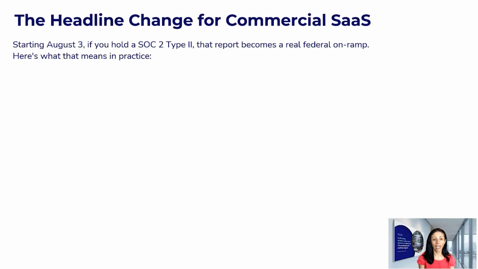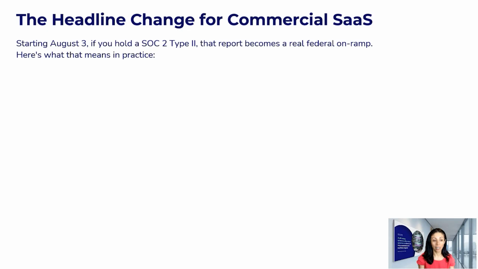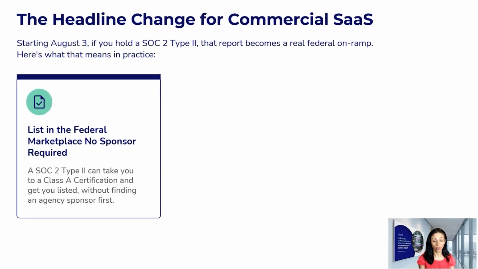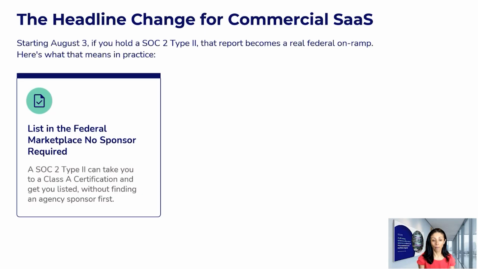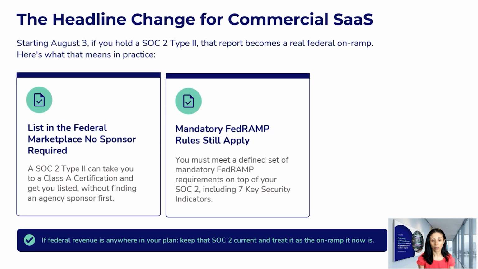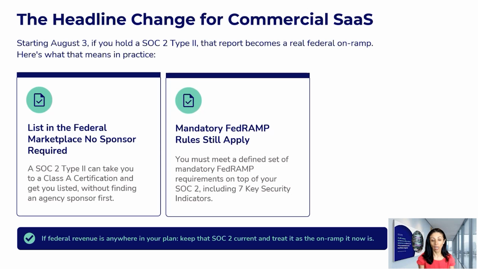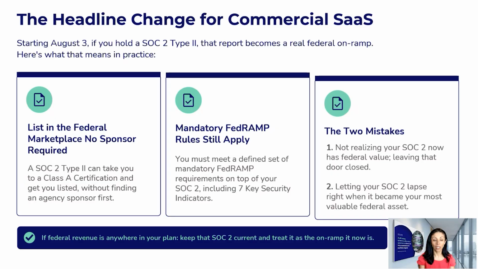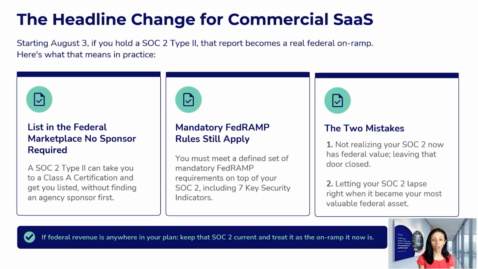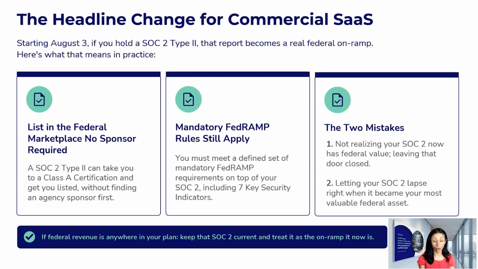So now the headline change for commercial SaaS with Class A: you list in the federal marketplace. You don't need a sponsorship with FedRAMP 20X. Mandatory rules still apply, but it's a lot less. What we talked about with Class A is only 20-something rules versus more, and only 7 key security indicators are in scope for Class A. So SOC 2 became really valuable right now, and it helps you start your journey with the federal marketplace if you hadn't done that before and your company wishes to do so.